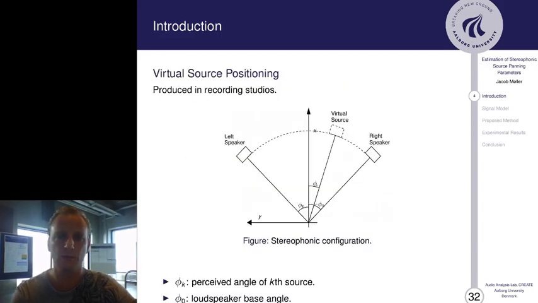So what is a source? If we look at the figure here for a stereophonic configuration, we have a left speaker and a right speaker, and one source in this example, called the virtual source, which can move on an arc from the left to the right speaker and vice versa. So phi k is the angle to the virtual source when the listener is facing the x-axis.